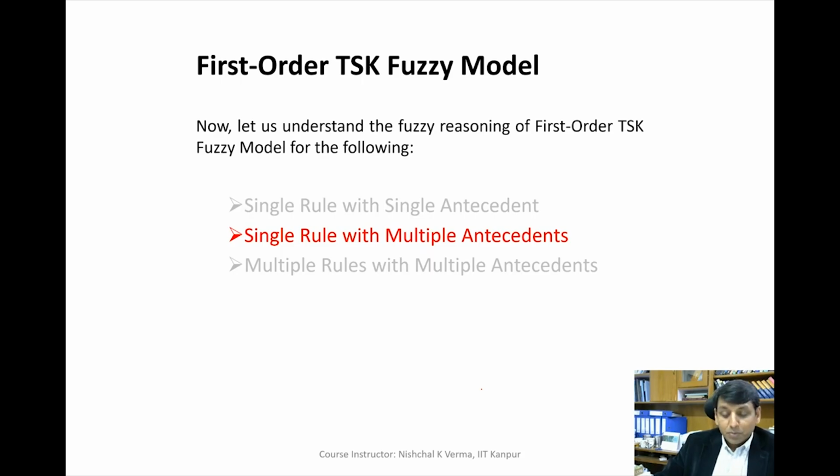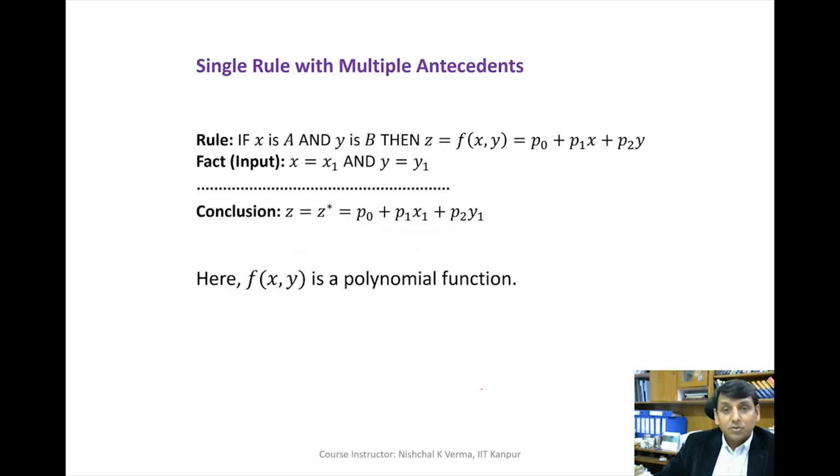a single rule but with multiple antecedents. So here also, for simplicity, we have taken only two antecedents. X is A and Y is B. But these two antecedents are connected by the connective AND. And again, I would like to mention that this connective can be any connective, can be OR as well, whatever. So here, since we have AND we will have the composition of min. If we would have OR here, then max would apply as the composition.